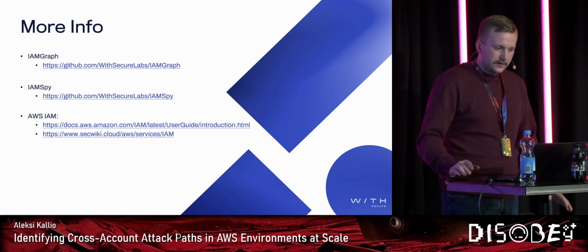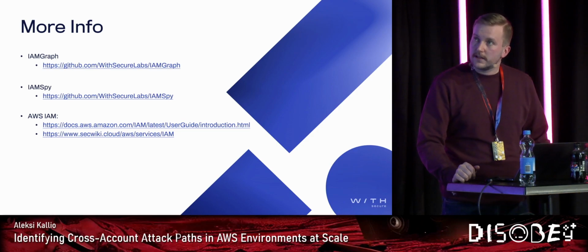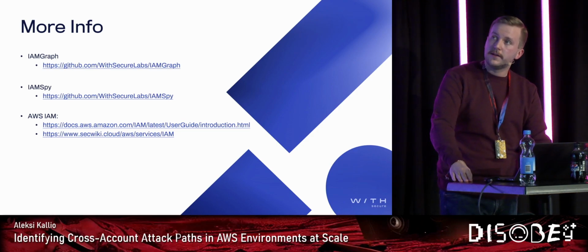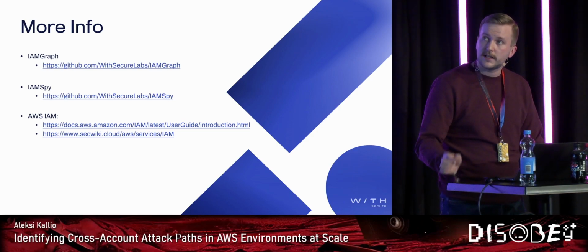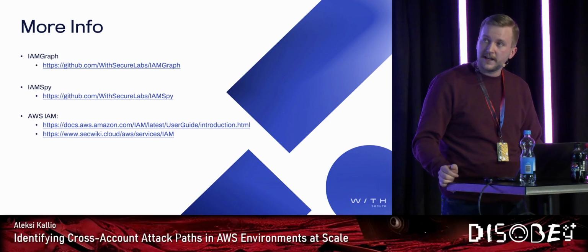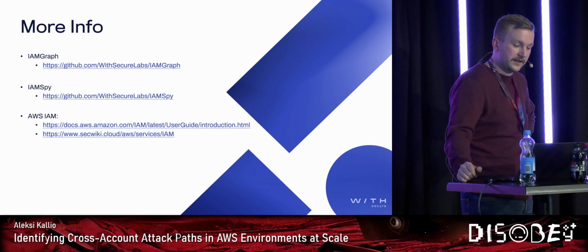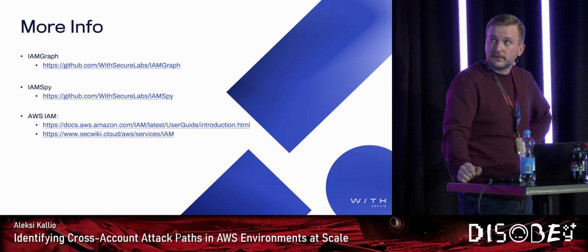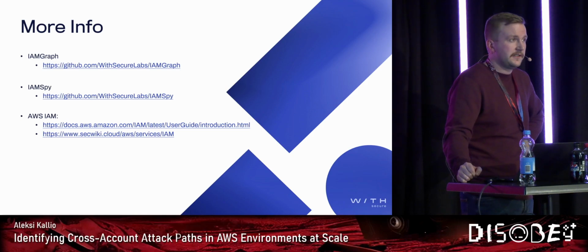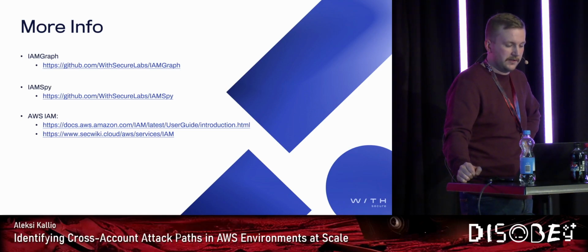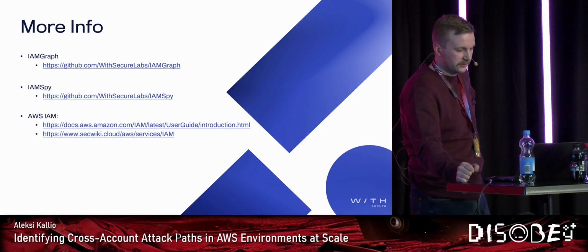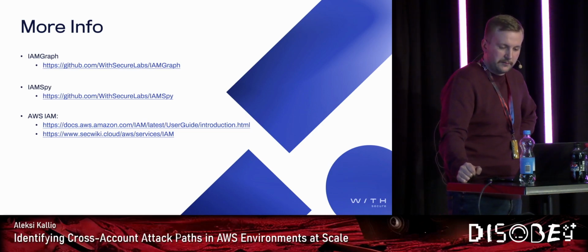Okay, so if you're interested in this stuff, there is some more info. First of all, we are open sourcing this IAM Graph. It's not there yet. The repo is over there, but it's not public yet, but it will be soon, hopefully next week. Then IAM Spy, it's also open source. This is the repo for that. And if you're interested in learning more about AWS IAM, there are some good resources over there that can help you get started.